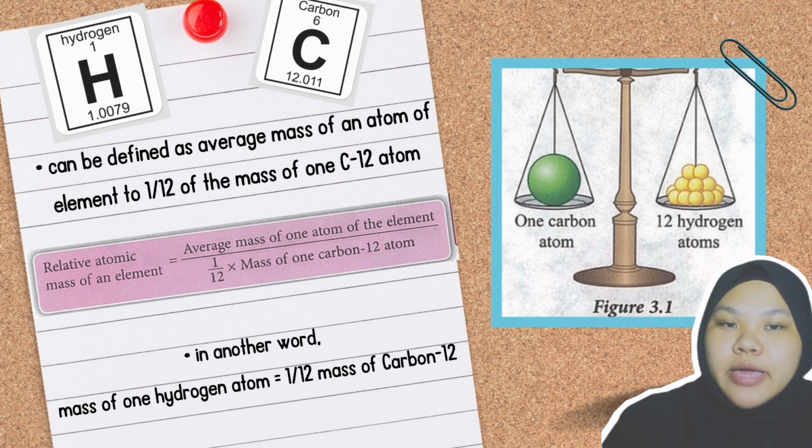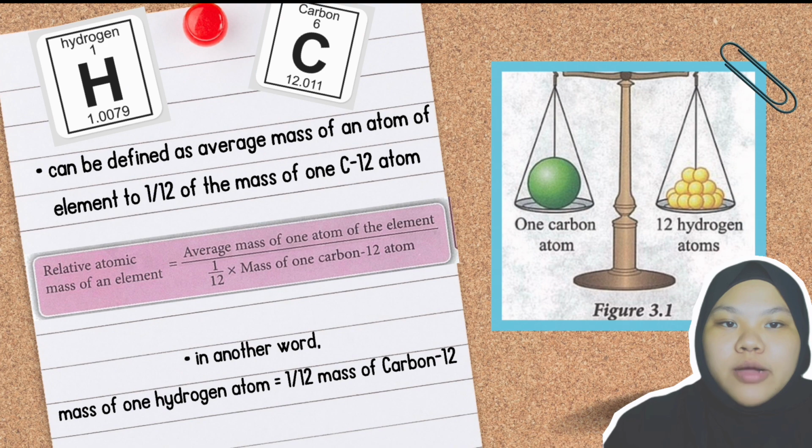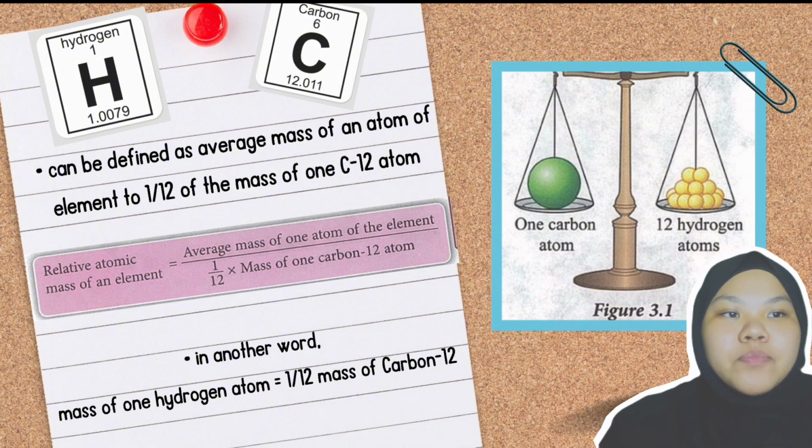Look at the picture I provided. The balance scale shows 1 atom of carbon is equal to 12 atoms of hydrogen, which fulfills the RAM.